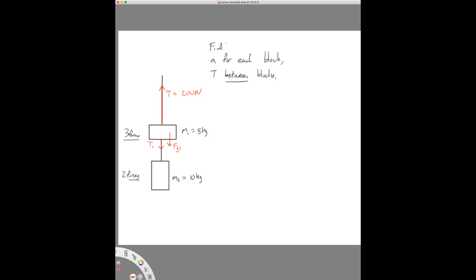So we can go to block 2. On block 2, we're going to have force of gravity. It's going to be bigger force of gravity because it's a bigger mass.